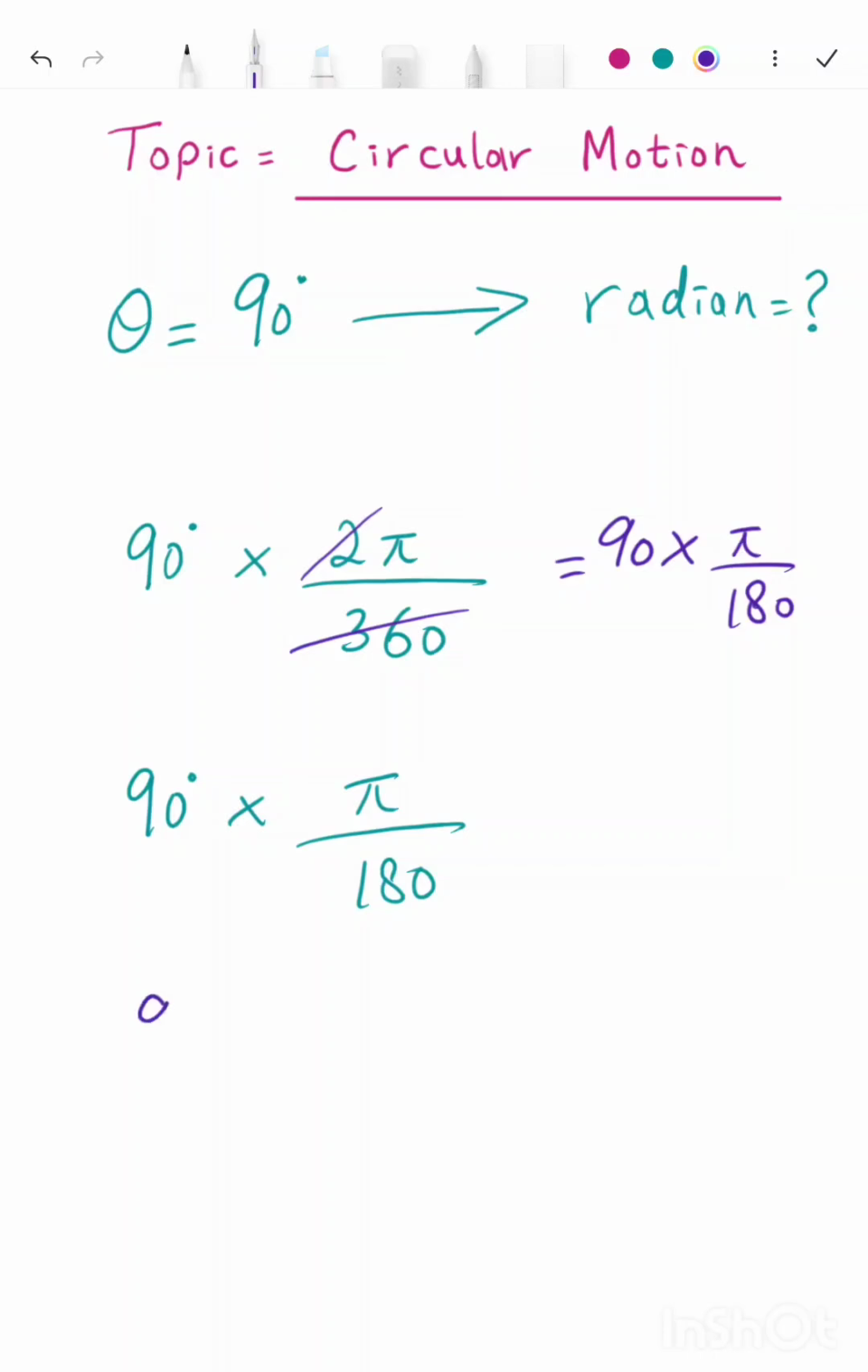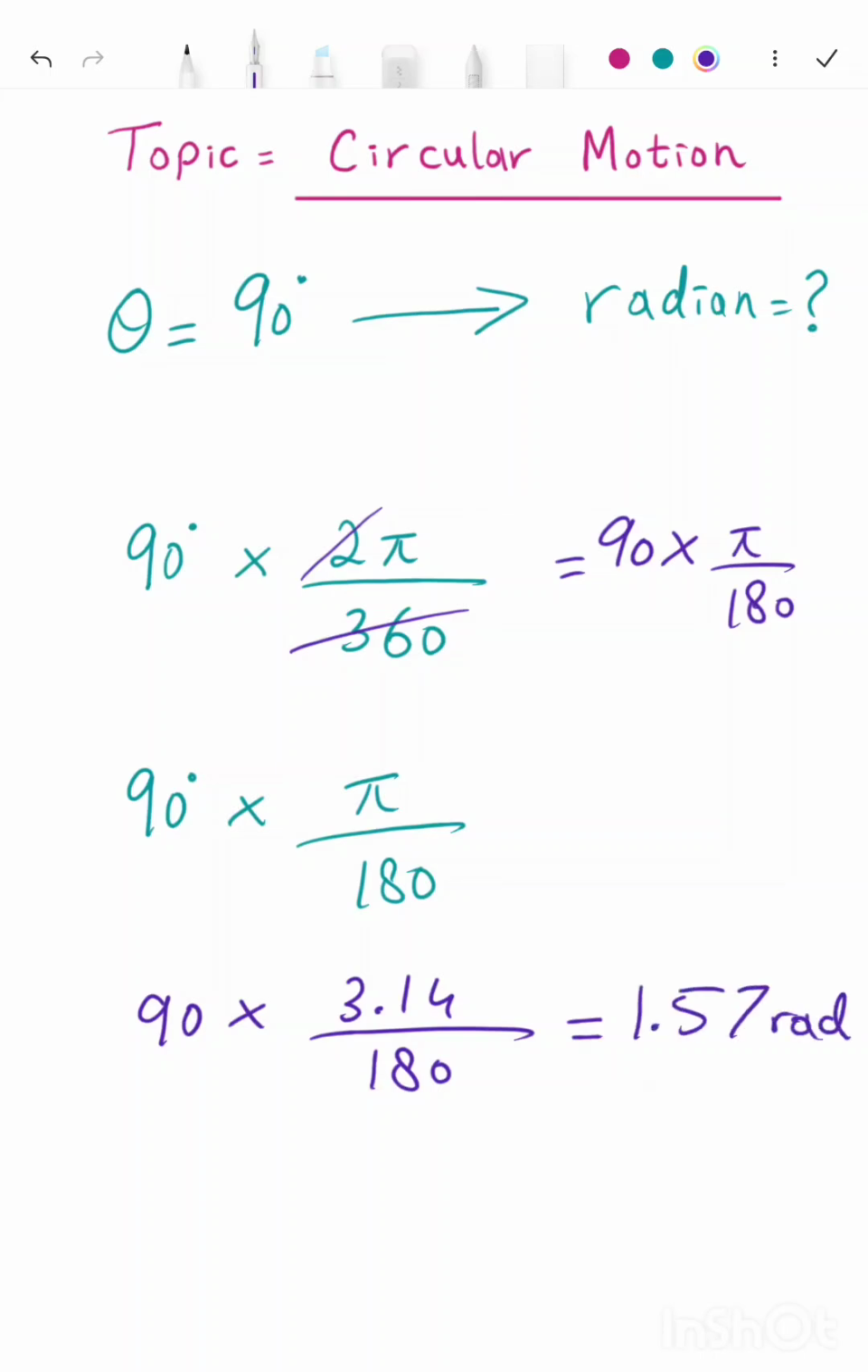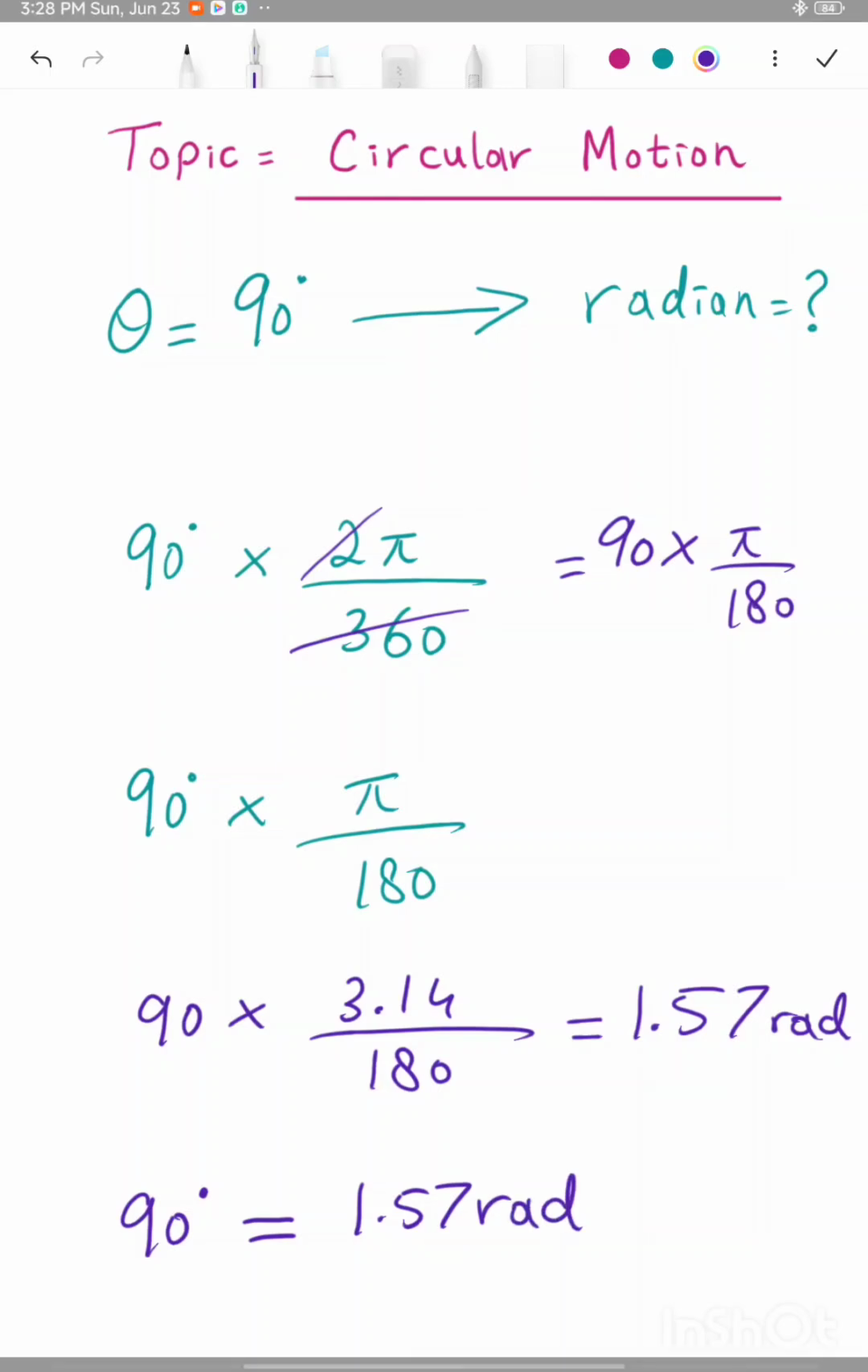Okay, so here pi we know is equal to 3.14, and we divide by 180. Let's do the calculation with our calculator. 90 multiplied by 3.14 divided by 180 will be equal to 1.57 radian. So from here we have understood that 90 degrees is equal to 1.57 radian when it is converted from degrees to radian.